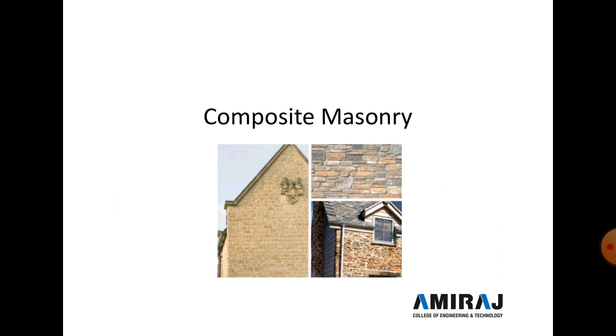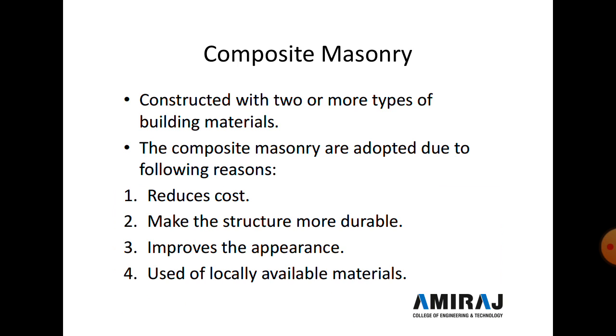Now first, we start with what is composite masonry. Composite masonry is when a wall is constructed with two or more types of building material, it is termed composite masonry. For example, when we use two different materials, one type of material is stone and another type of material is brick. By using these two materials to construct a wall, it is called composite masonry.